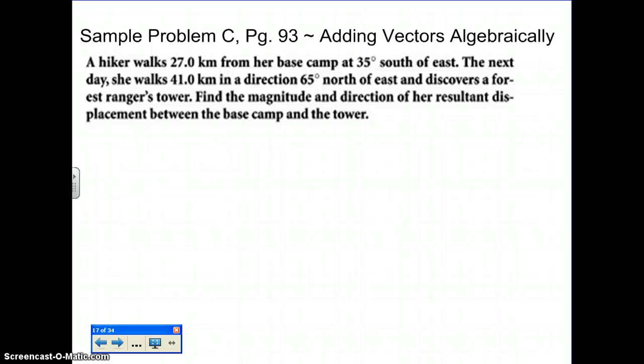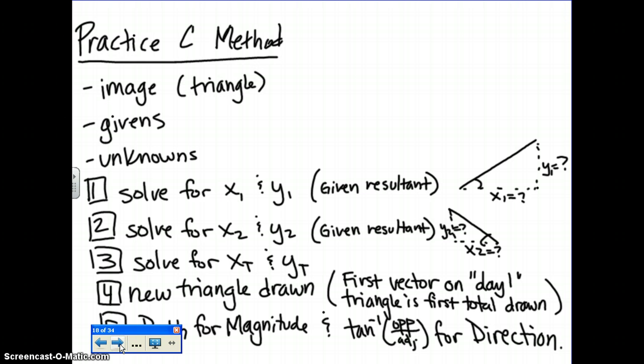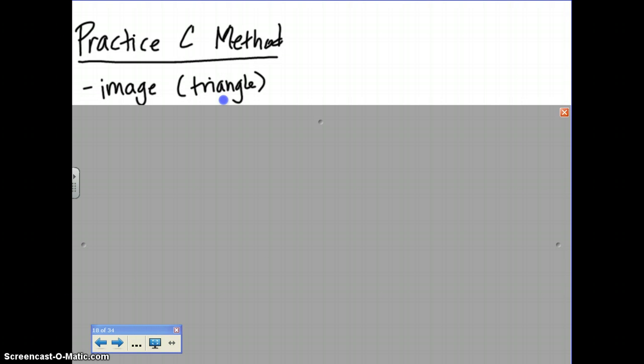So this video is going to be on Chapter 3, 2D motion, specifically sample problem C, so then you can figure out how to do your practice problems based off of this sample problem C. The first thing I'd like you guys to take a look at is what I have put into the next slide here. This next slide that I'm about to show you is not in your packet, but you need to write this down. This slide is going to be the steps that you're going to take in order to solve through for practice C problems.